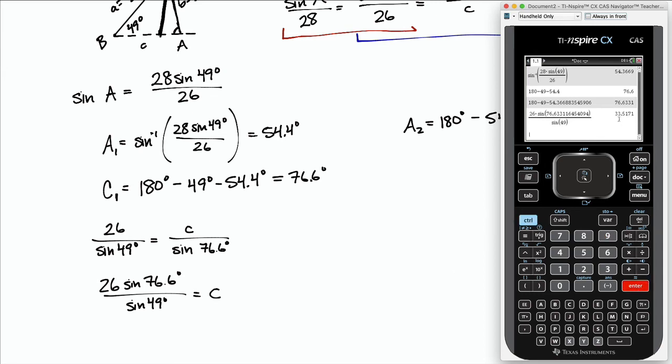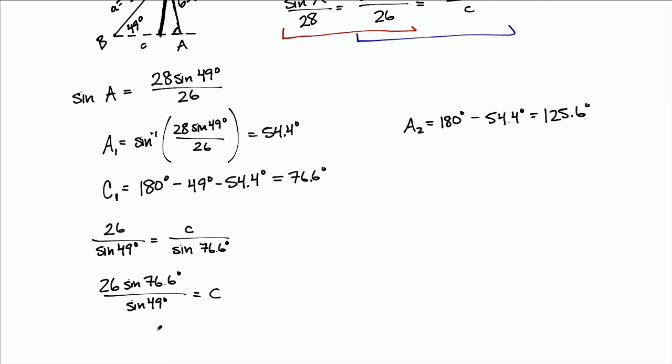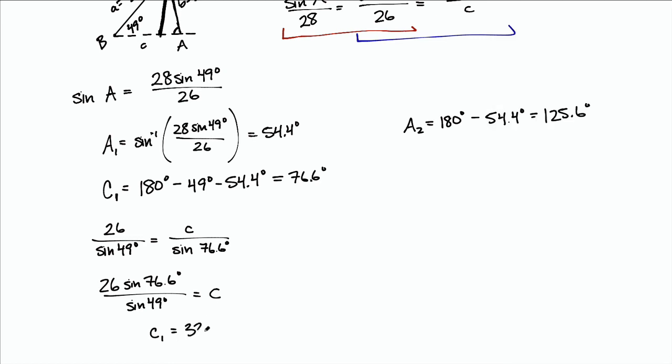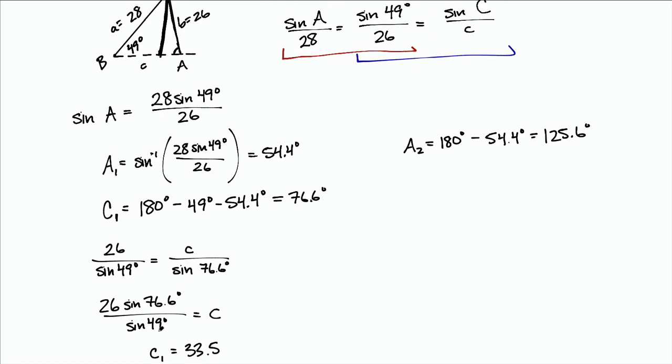Okay, and now I get my side C about 33.5. And I should put a subscript on that as well. 33.5. All right, so I've got my solution now for my first triangle. I've got my third side and those two angles.